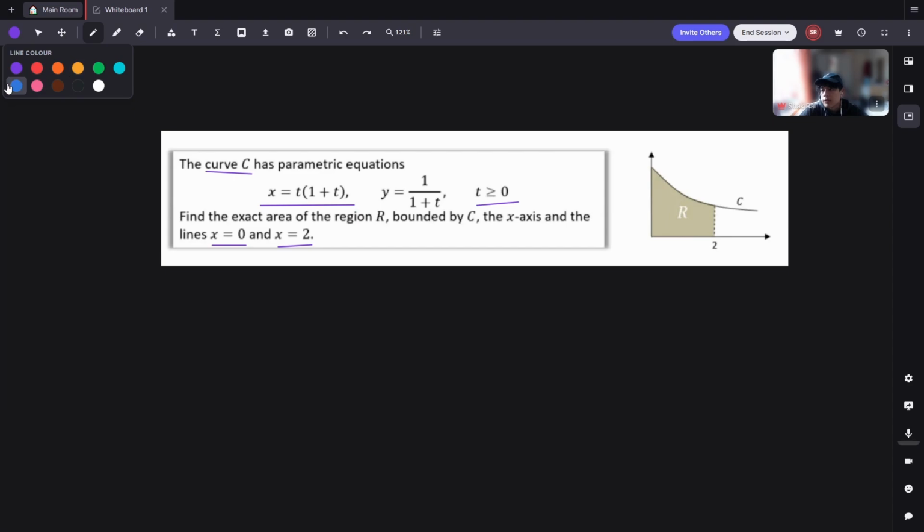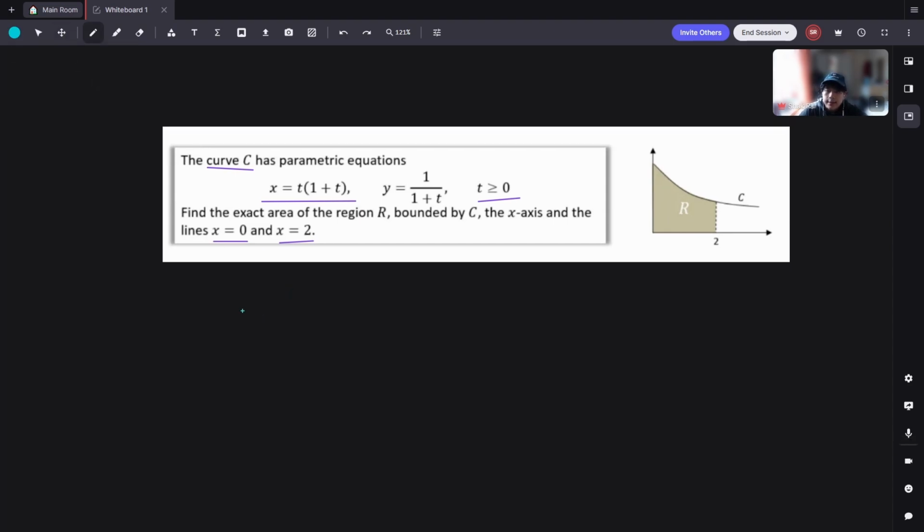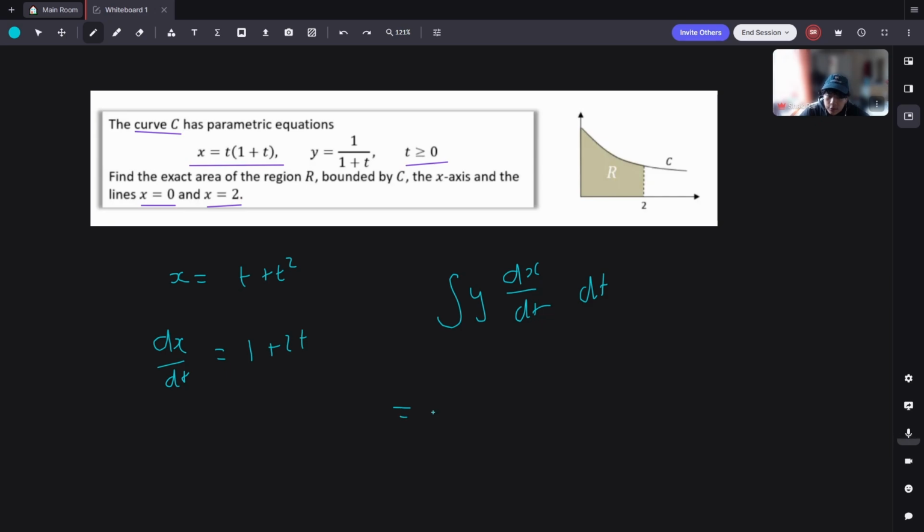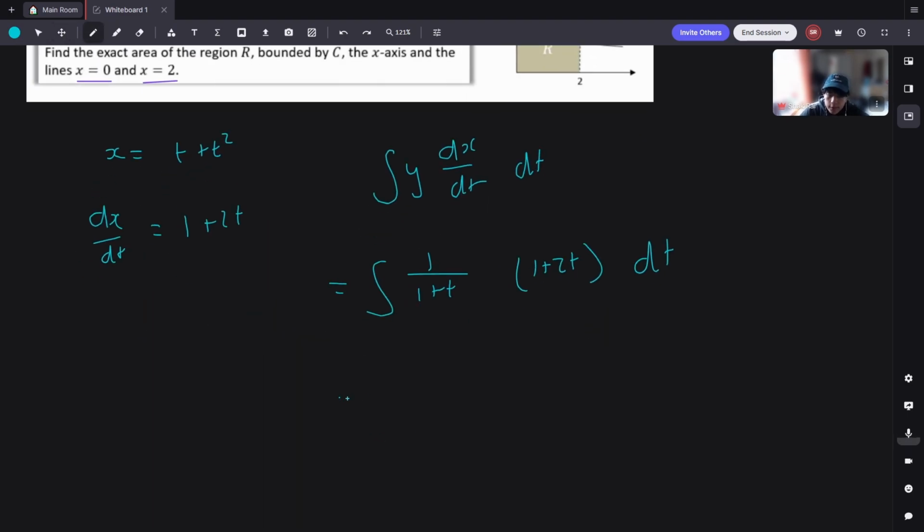Well, we need to first find dx/dt. x equals t, expanding the brackets, t plus t squared. What's dx/dt going to be? Pretty simple, 1 plus 2t. Then we have the integral of y dx/dt. y equals 1 over 1 plus t and dx/dt equals 1 plus 2t, and this is going to get integrated with respect to t. So this equals the integral of (1 plus 2t) over (1 plus t) dt.